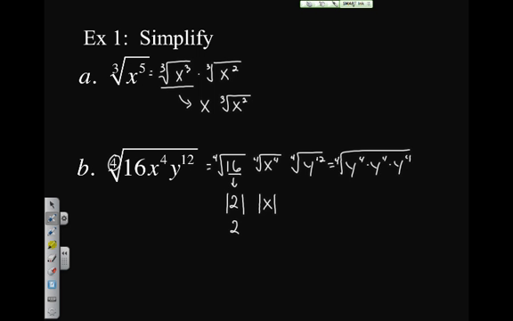So that's going to be the absolute value of y cubed. So our final answer, we can't simplify these variables anymore. So our answer there will be 2 times the absolute value of xy cubed.